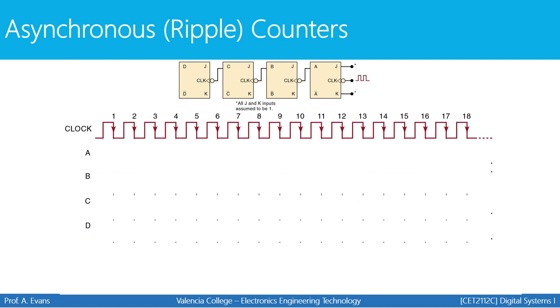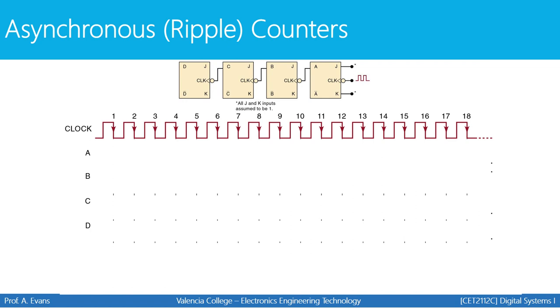So now we're going to take a look at how this circuit actually creates a counter. How does it actually count? And we're going to draw a waveform to do that. So if you look up at the top, the same circuit I just showed you is here. Remember that all the J and K inputs are 1.